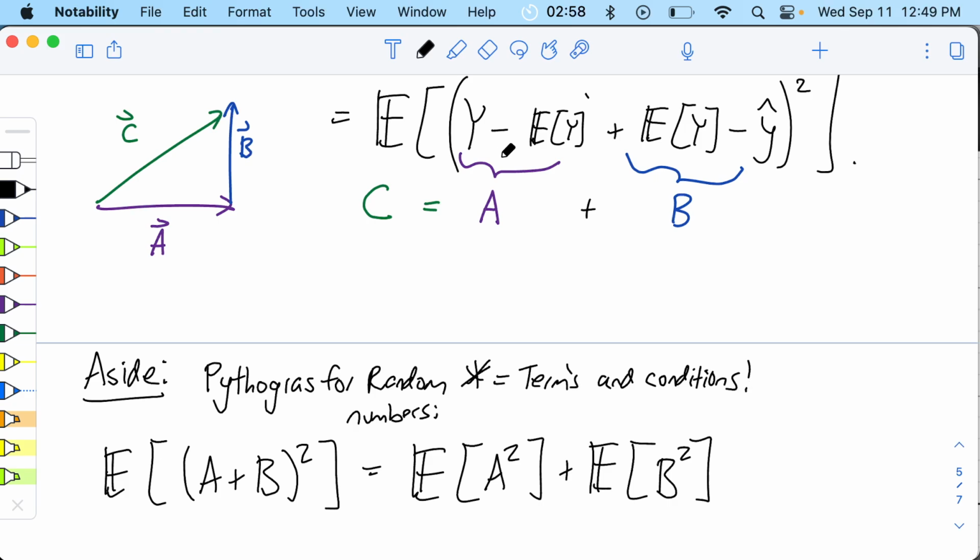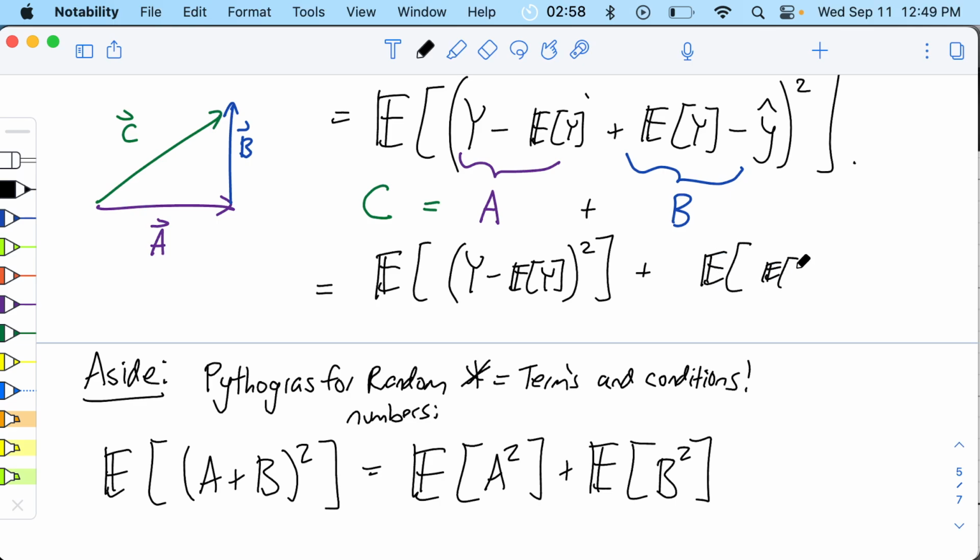So let's pretend it's true. We have y minus expected value of y squared. That's A squared. So if the Pythagoras theorem works, we get y minus the expected value of y squared plus the expected value over here of the expected value of y minus y hat all squared. So that was B squared and A squared appearing. Notice B is not random. So taking the expected value of a non-random number is not doing anything. So this is this expected value plus this. This one is just the expected value of y minus y hat squared.